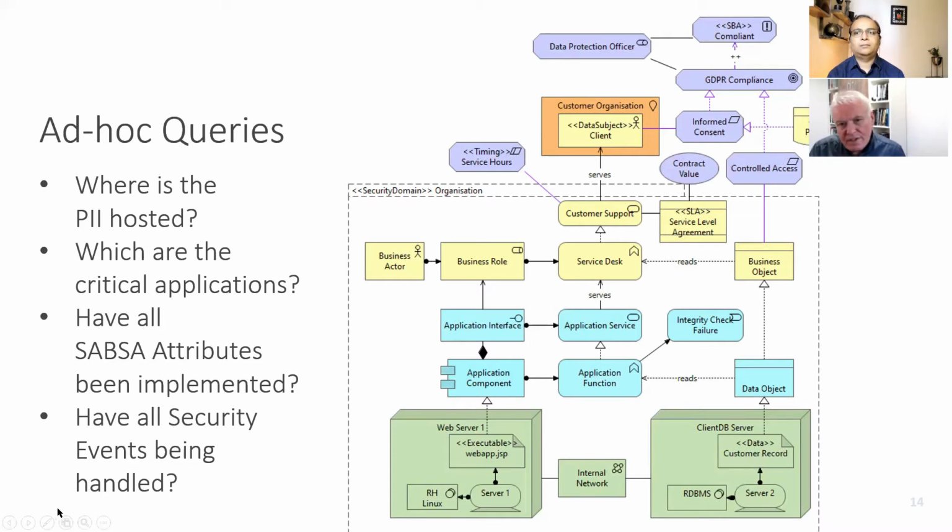Are all security events being handled? Well, you can see here automatically from the diagram that it's not obvious that that event is being handled, but we can use the machine analysis of the model to just prove it.